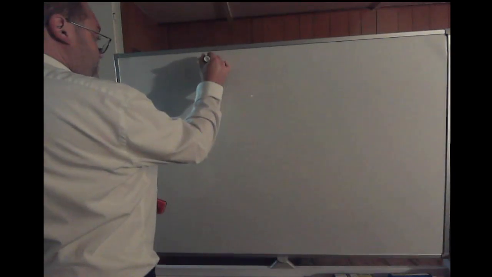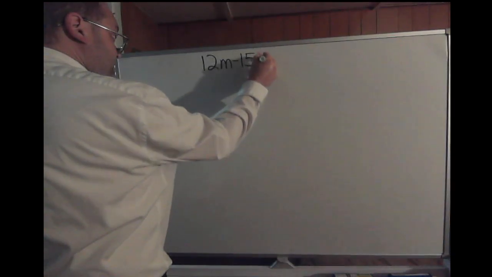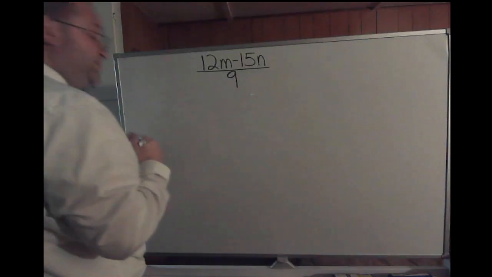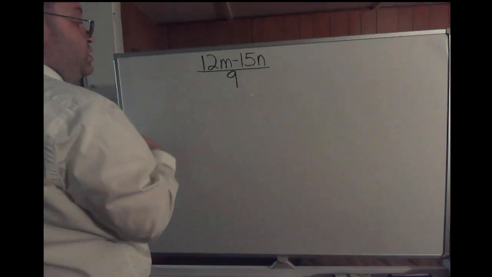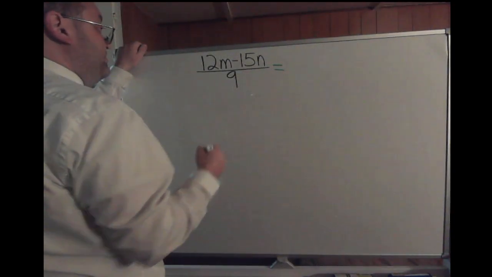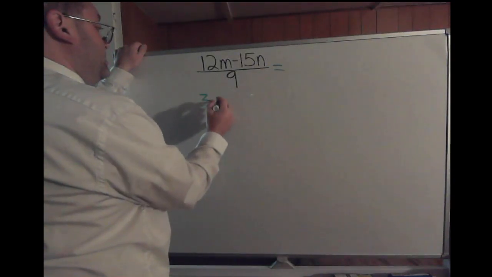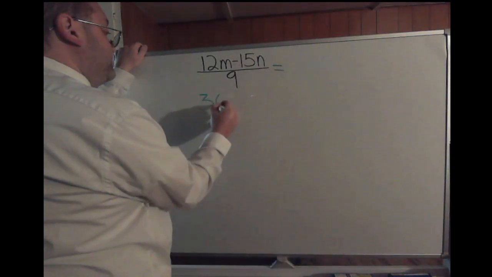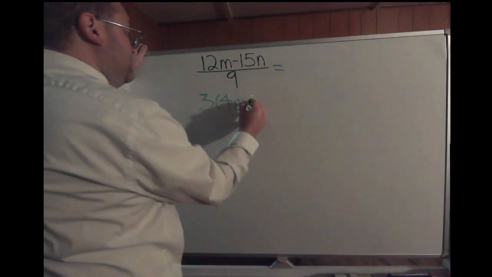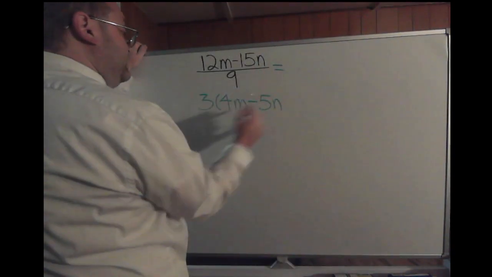Let's see, we got 12m minus 15n over 9. Well, let's start with the numerator. What's the common factor of 12m and 15n? Definitely a 3. You definitely 3 factors out, so then you'd have 3 times the quantity of 4m, because 3 times 4m is 12m, minus, then you'd have 5n, because 3 times 5n is 15n.